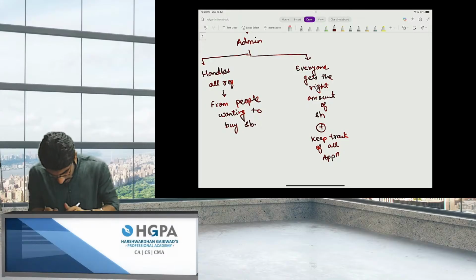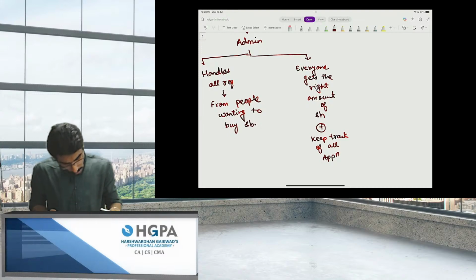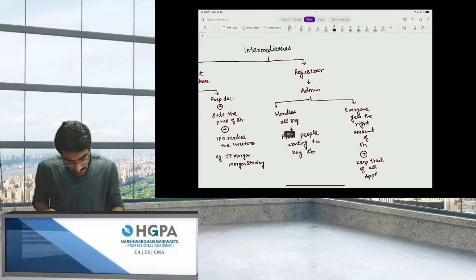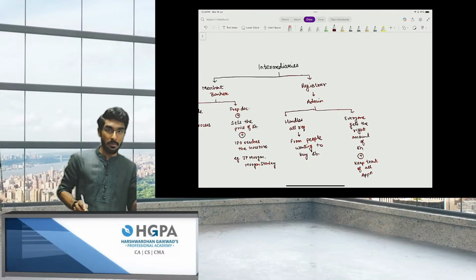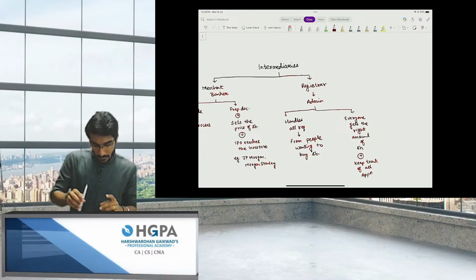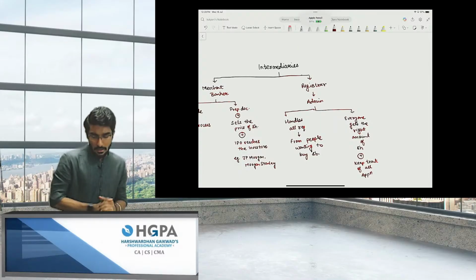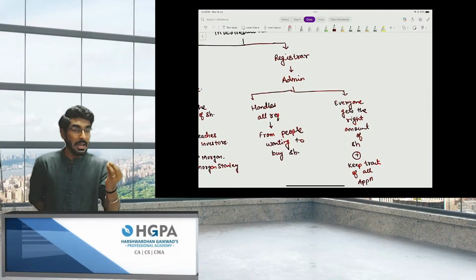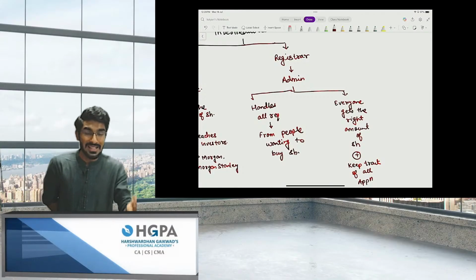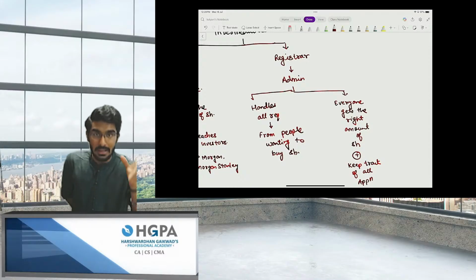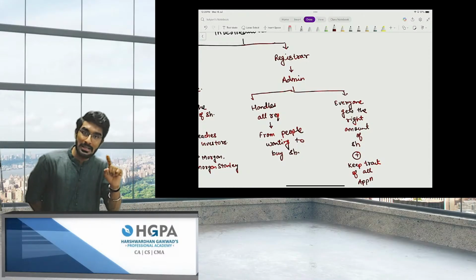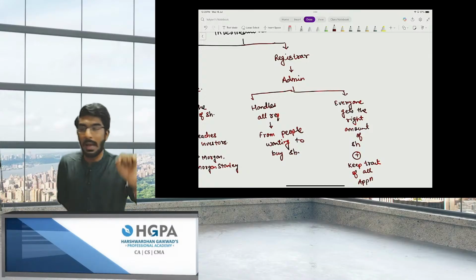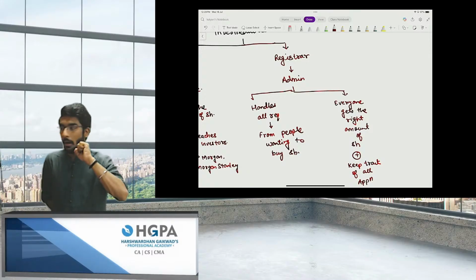Okay, so now people, we are done with the two intermediaries. Number one is merchant banker and number two is registrar. Okay, let's quickly revise registrar people. Registrar's work is he handles all the requests with respect to shares. He ensures that everyone gets the right number of shares at the right price at the right time, plus they also keep track of all the applications.